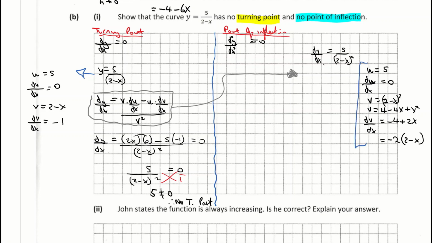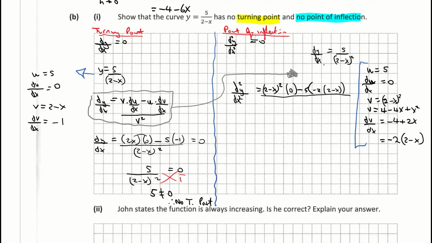So my d²y/dx² is going to equal v times du/dx. My v is going to be (2 minus x) squared, multiplied by my du/dx, which is 0. So that will cancel out and become 0, because 0 multiplied by anything is 0, minus my u, which is 5, times my dv/dx, which I have as minus 2, times (2 minus x). Again, if you didn't spot the factorizing, it's fine, you'll get it throughout the question.